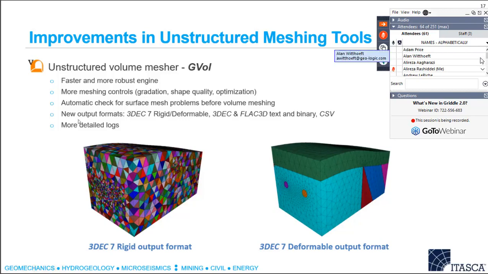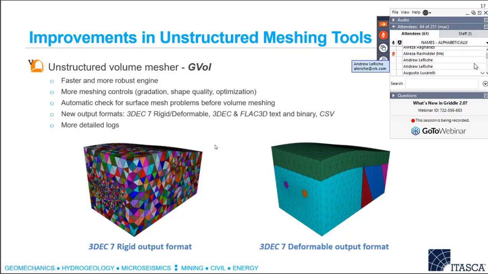There are also several new output formats, FreeDEC 7 rigid or deformable, and text and binary formats, and CSV. So a couple of words about rigid and deformable formats for FreeDEC 7, which are new formats. If you use the FreeDEC 7 rigid format, each volume element becomes a rigid block. So if you input such a model into FreeDEC, you will see a picture like this, where each zone is essentially a rigid block.